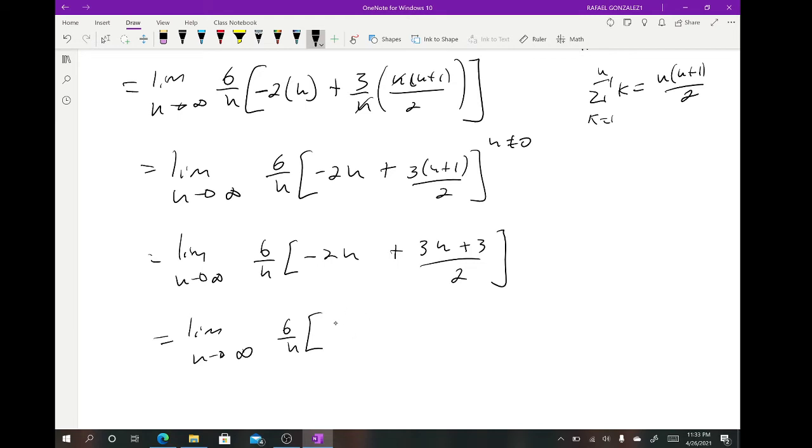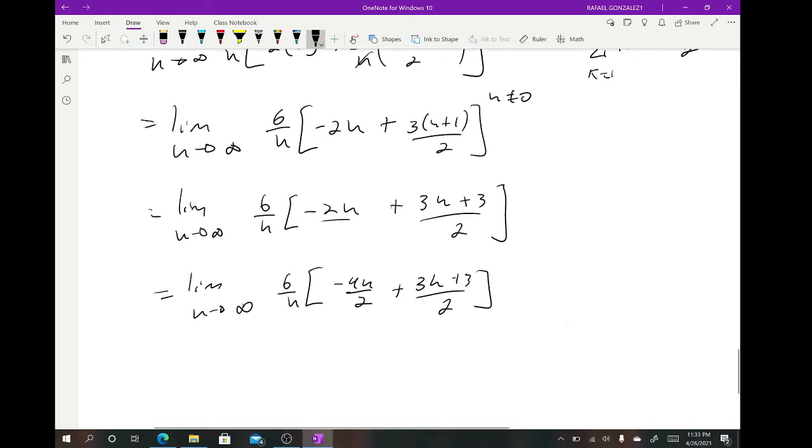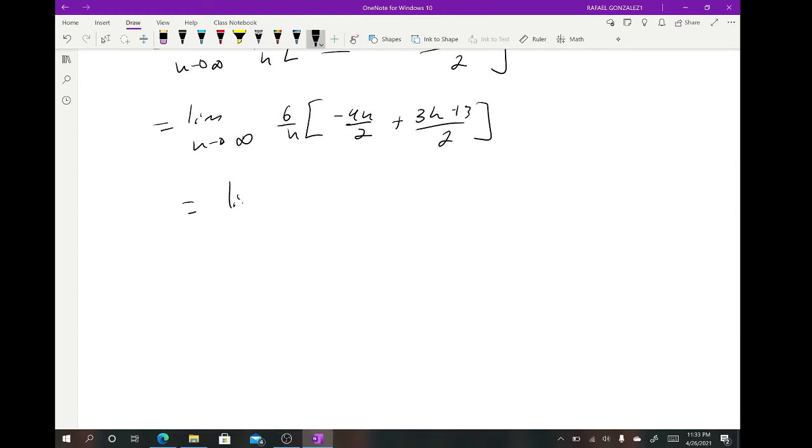So if we combine these fractions, this is missing a 2, so this is 2, and this is going to become a 4. Just basically multiplying by 2 on both sides, so it's going to be minus 4n over 2 plus 3n plus 3 over 2. So we're going to have limit as n goes to infinity of 6 over n, and then when we combine it, 3n minus 4n is negative n plus 3 divided by 2.